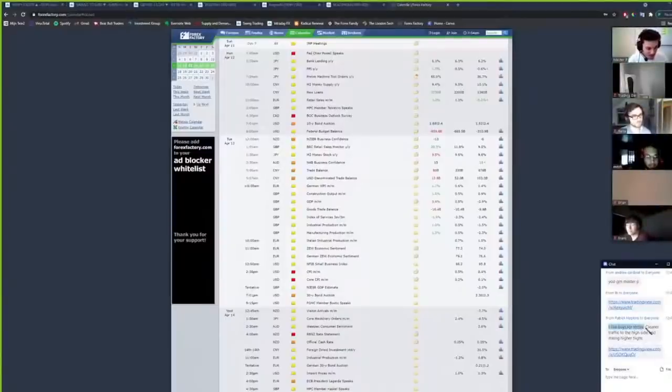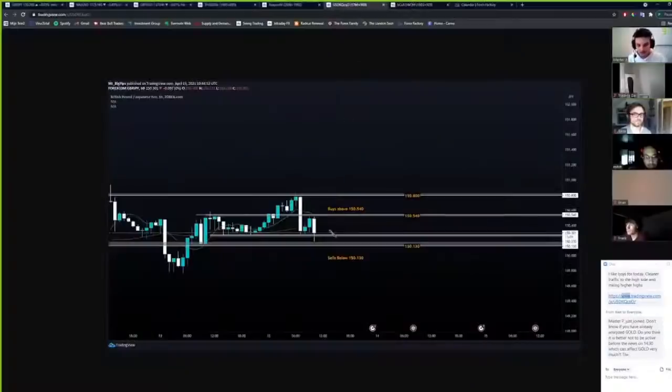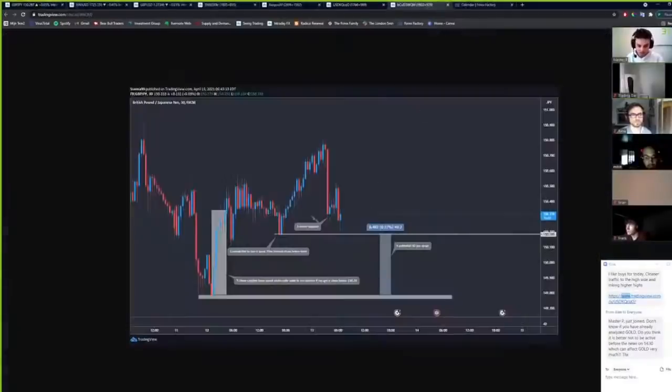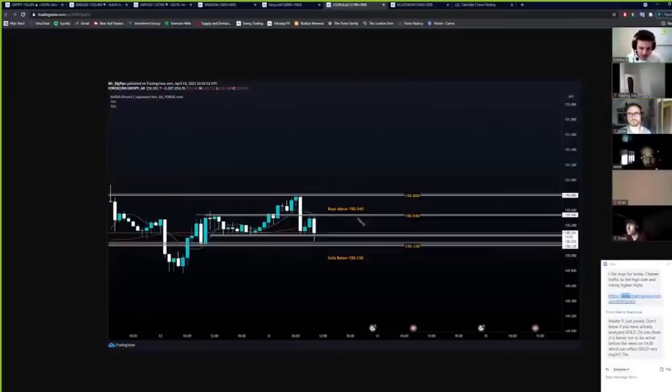So, I like buys for today. Cleaner traffic to the high side and making higher highs. Let's take a look at this chart. From the Zoom, sells, this is pound yen 1 hour. Sells below 150.130, and buys above. Okay. Yeah, that makes sense. Oh, so many charts. Yeah, we just discussed that.